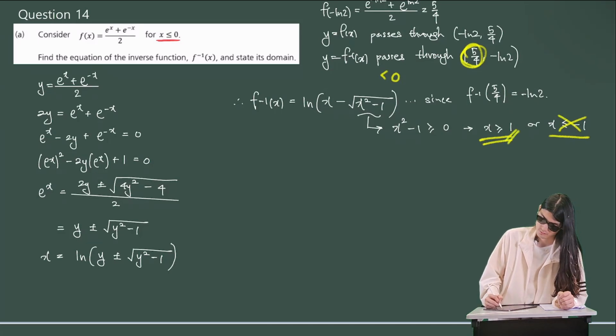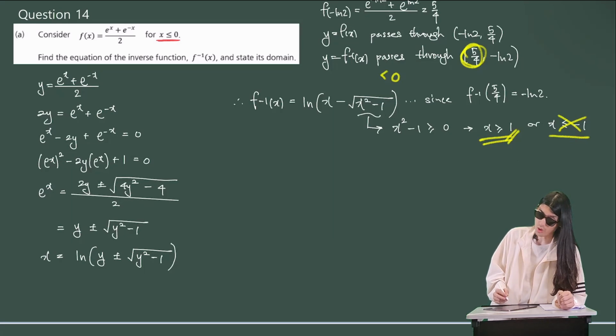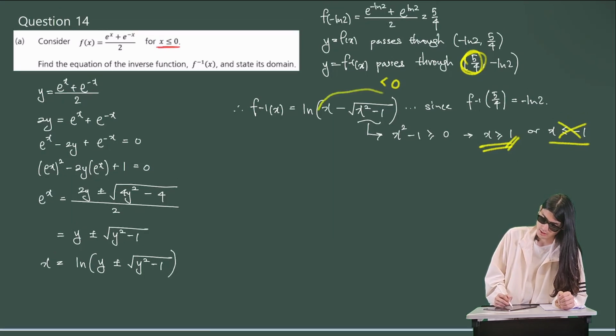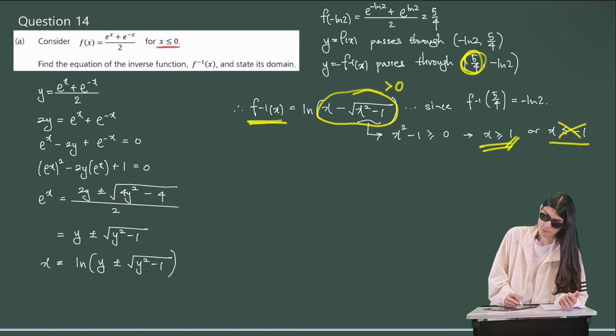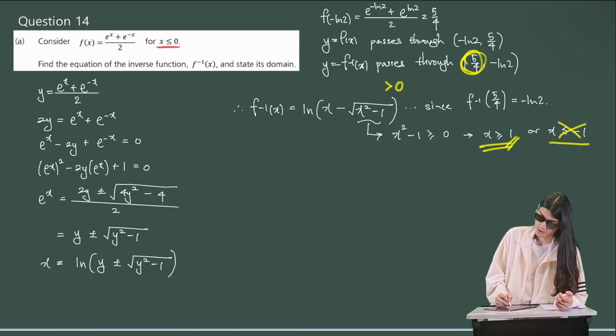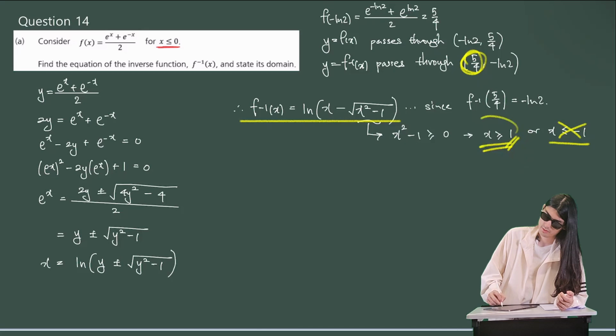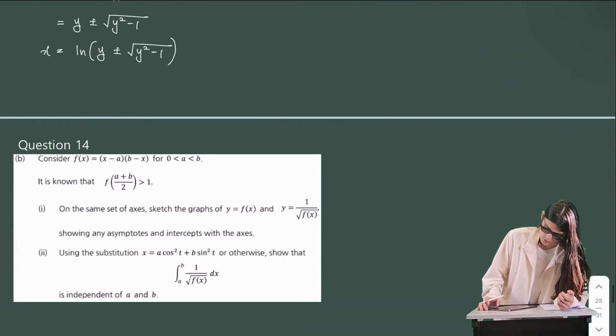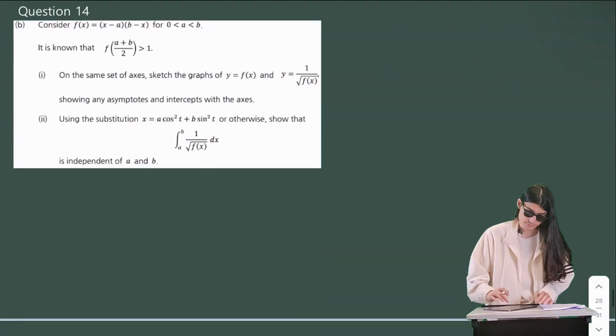When you sub in values of x which are greater than or equal to 1, right? You will realize that this expression no longer is negative, it gives you positive values. Which then means your inverse function is defined for those values of x. So that's the equation of the inverse function and the domain. Done. Moving on. Okay, sketching.